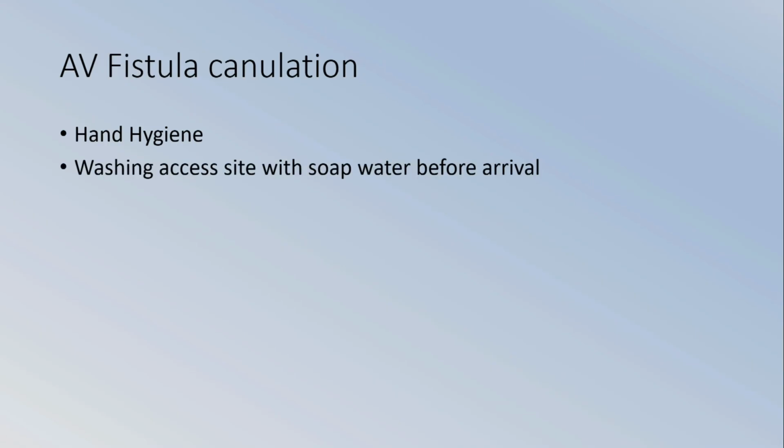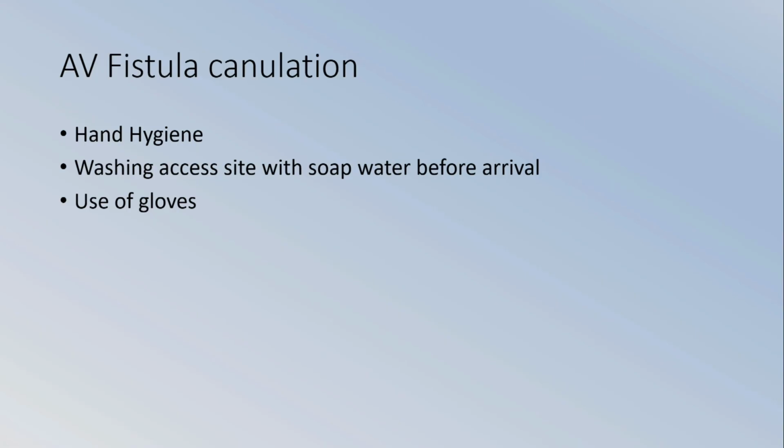Now again, there are protocols, but I'm just going to be a little bit practical. So what is the protocol at the time of cannulation of an AV fistula? First is hand hygiene. I'm just going to run through a few things. Washing the access site with soap and water before. And you have to instruct the patient also that before coming to the unit, they have to wash the access site with just soap and water. It doesn't have to be antiseptic. If you have antiseptic soap, good. Otherwise, just soap and water is also fine.